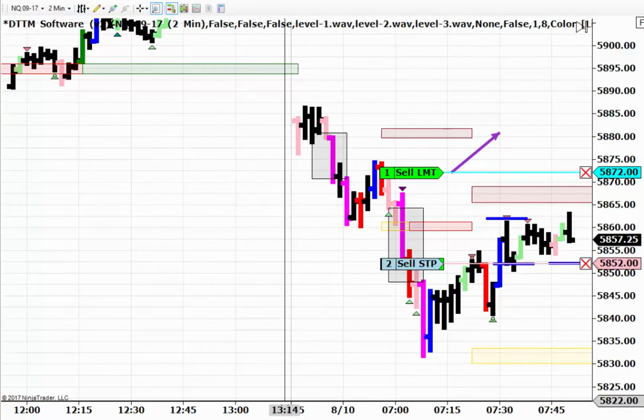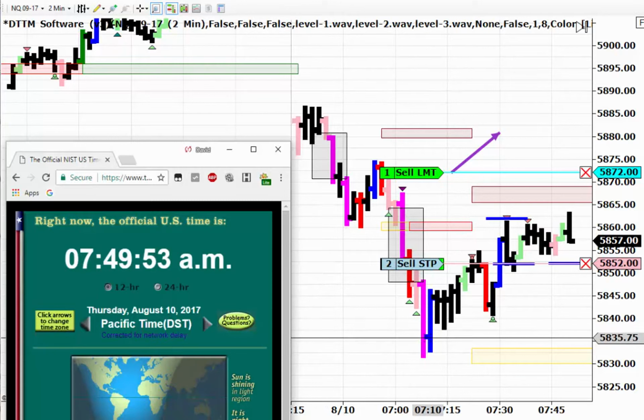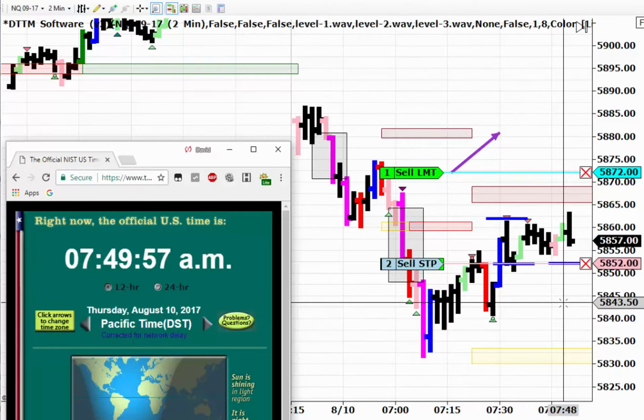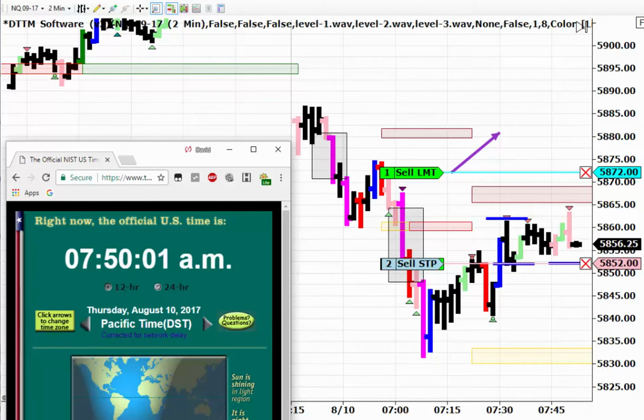Backing off here a little bit. So at any rate, that's it for now. Been in this trade a little over 20 minutes, 23 minutes or so. I'll go ahead and pause the recording and pick it up when need be.